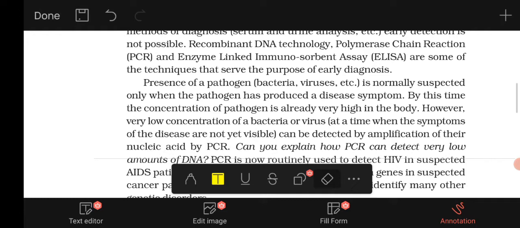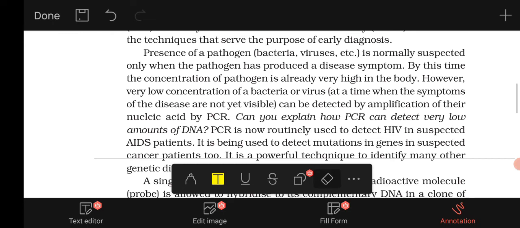However, a very low concentration of a bacteria or a virus, at a time when the symptoms of the disease are not yet visible, can be detected by amplification of the nucleic acid by PCR, polymerase chain reaction. We have already done this part in the previous chapter, the amplification of a gene using the polymerase chain reaction, PCR. There are three steps. One is denaturation, then annealing using the primers, and the final step is extension using the thermostable DNA dependent DNA polymerase, that is the Taq polymerase. Using this we do the amplification of the nucleic acid.